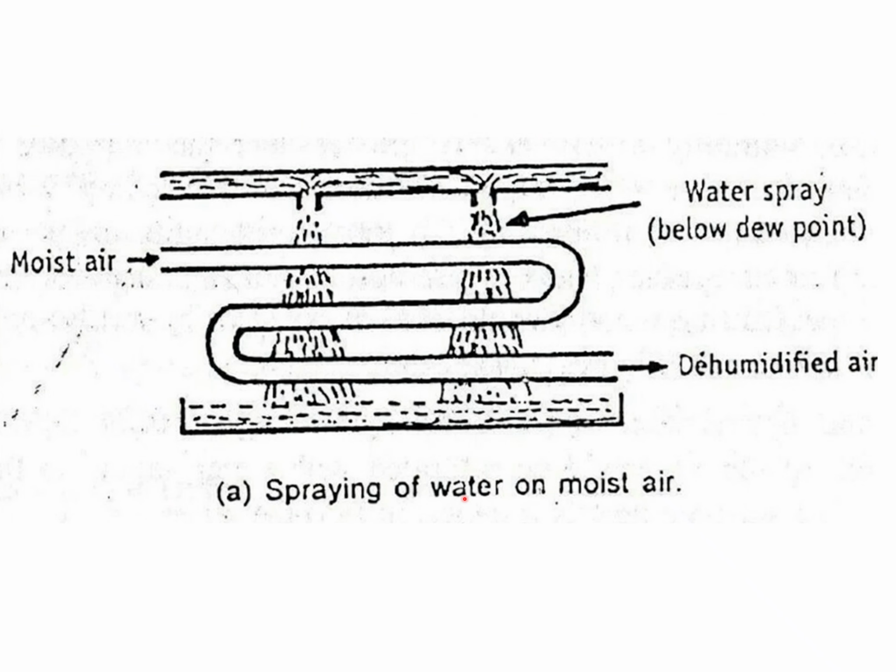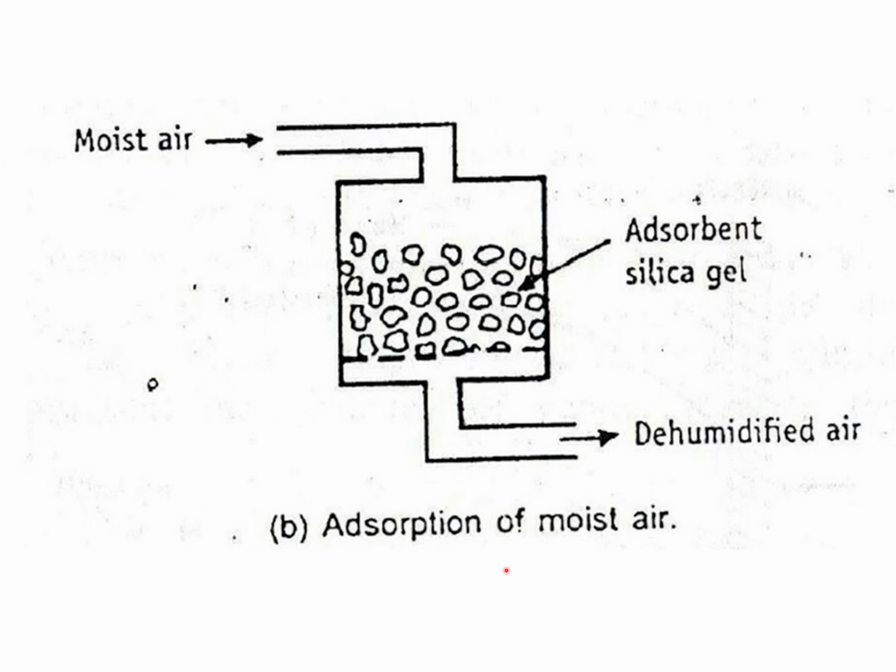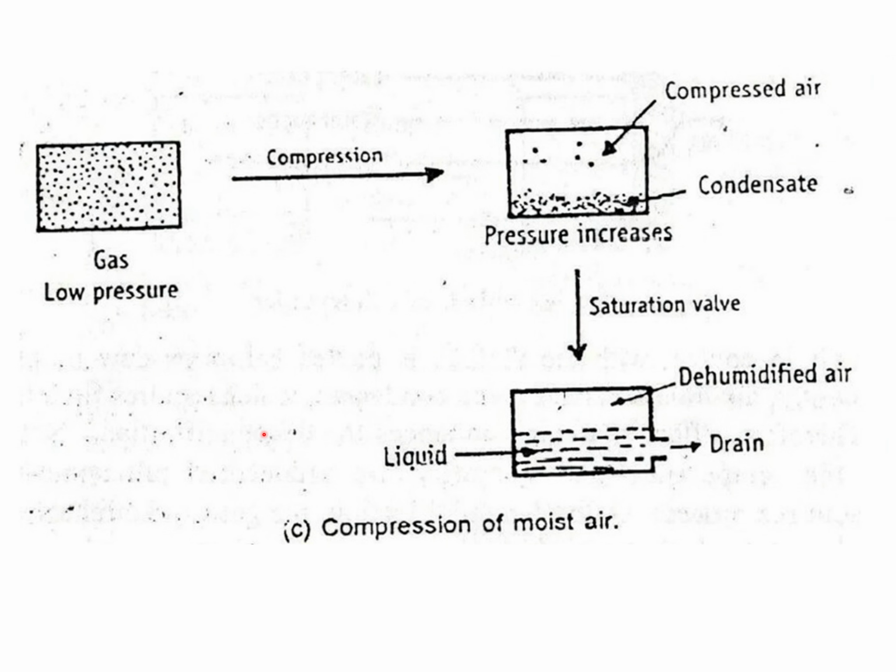So this is the spray of water on moisture. This is the adsorption of moisture by using an adsorbent, and this is the compression of moisture. By just compressing, you are converting the vapor into liquid, and whenever something is converted into liquid, no moisture is present in the air.